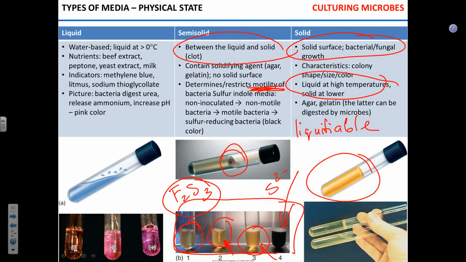So this is an example. I'm going to introduce some terms and we're going to learn them over and over again. This is an example of differential medium. You can differentiate motile and non-motile, right? And you can differentiate sulfur reducing versus non-sulfur reducing. You see?